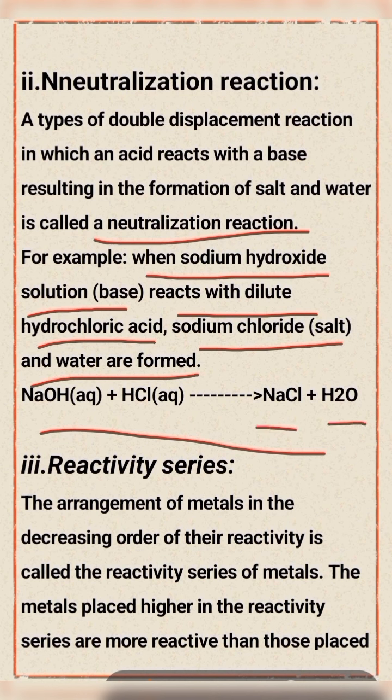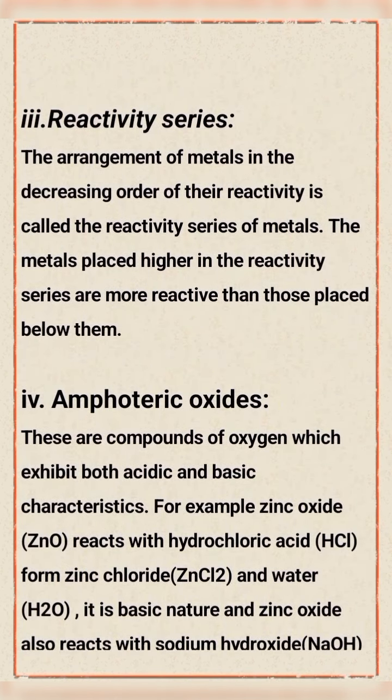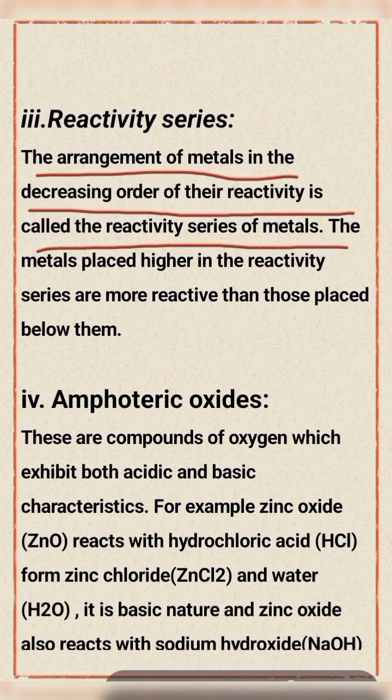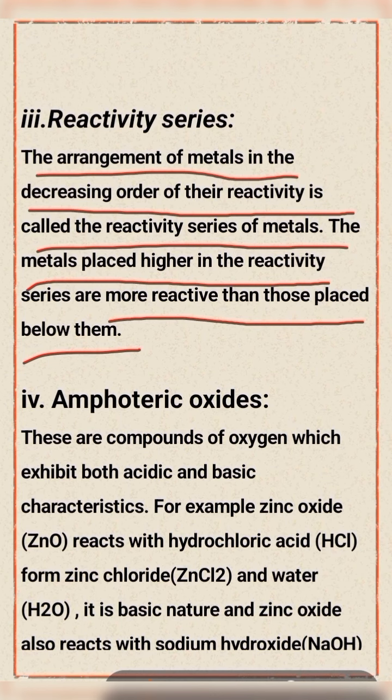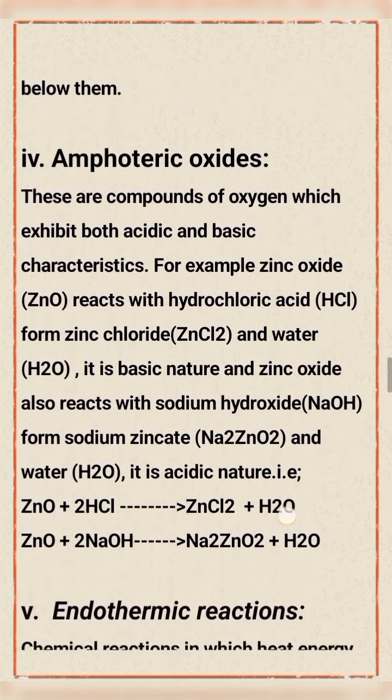Okay. Next definition term, reactivity series. The arrangement of metals in the decreasing order of their reactivity is called reactivity series of metals. The metals placed higher in the reactivity series are more reactive than those placed below them. Okay, my dear viewers. Next definition term, amphoteric oxide.